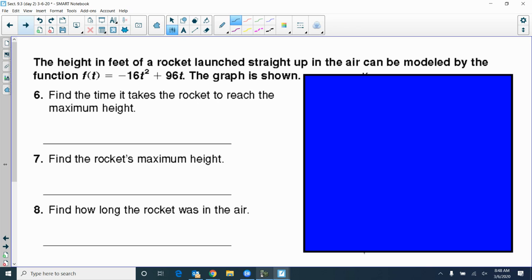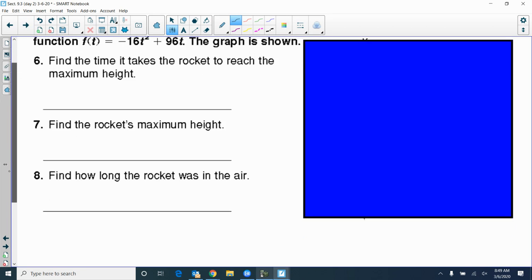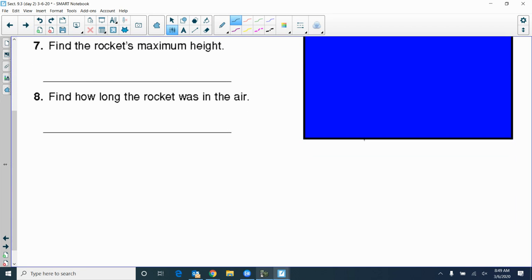It says the height in feet of a rocket launched straight up in the air can be modeled by the function f of t equals -16 t squared plus 96 t, right? All right, find the time it takes the rocket to reach maximum height. What I need you to do is find the vertex. Find some room on the left, below it. Find the vertex.